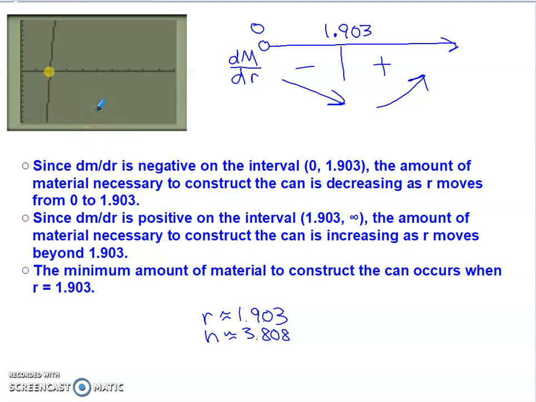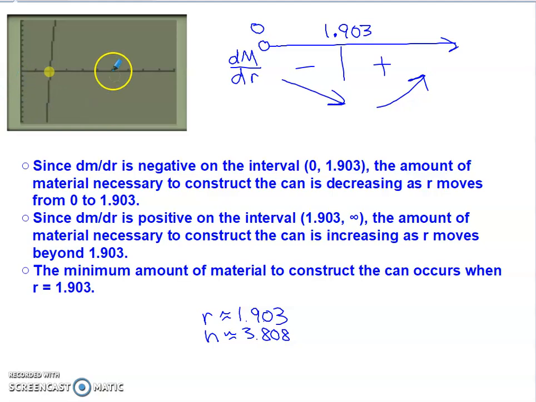Now, because I can't rely on the extreme value theorem here, my endpoints for the interval that r has to fall within were not included. What I'm going to have to do is use a slightly different justifying step. So I build a sign chart here. I know that r has to be positive, so r has to go from 0 onward to infinity. And I know the only time that the derivative of the material equation with respect to r is equal to 0 is at this 1.903 value.